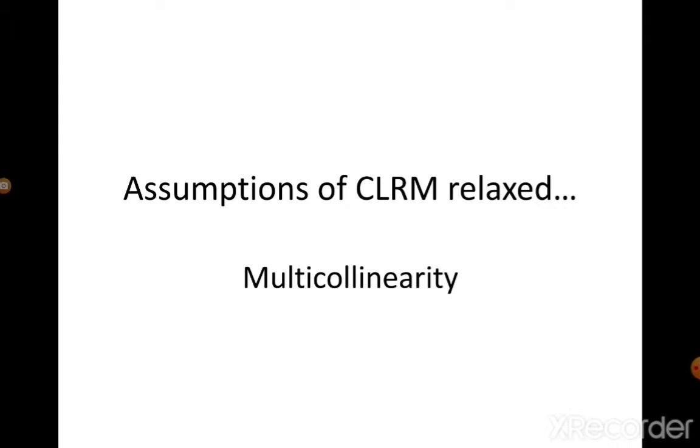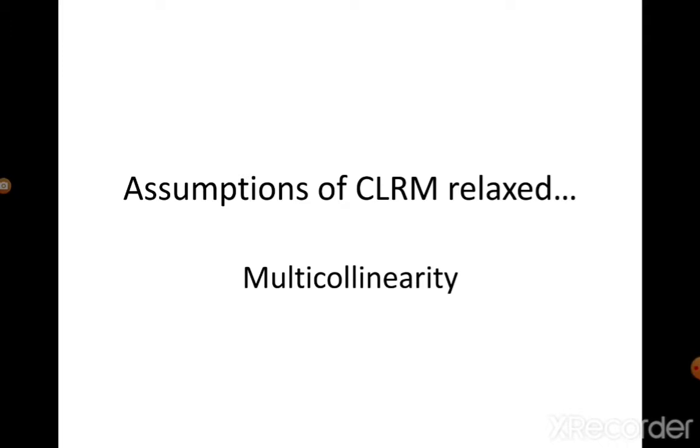and so on. Now we are going to have a look at what happens if certain assumptions that we made in the CLRM model are not followed. So we are relaxing certain assumptions. The first assumption that we are going to relax and have a look at is our assumption which says there is no collinearity or linear relationship between the different explanatory variables in our model.